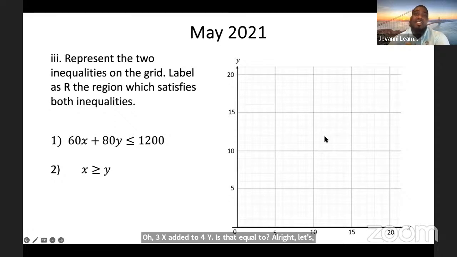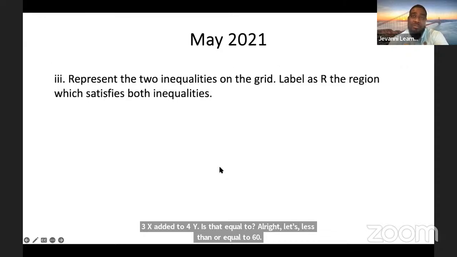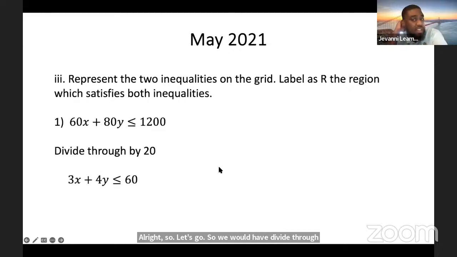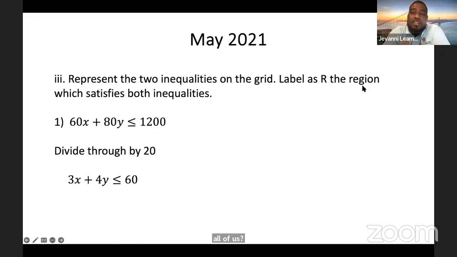All right, so we would have divided through by 20, and we'd have gotten 3x added to 4y less than or equal to 60. Is that any better for all of us? All right, silence is a good thing. Okay, so we have that inequality.